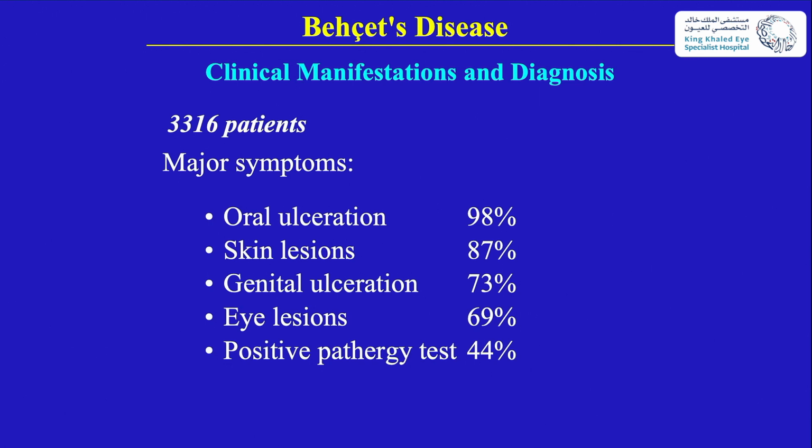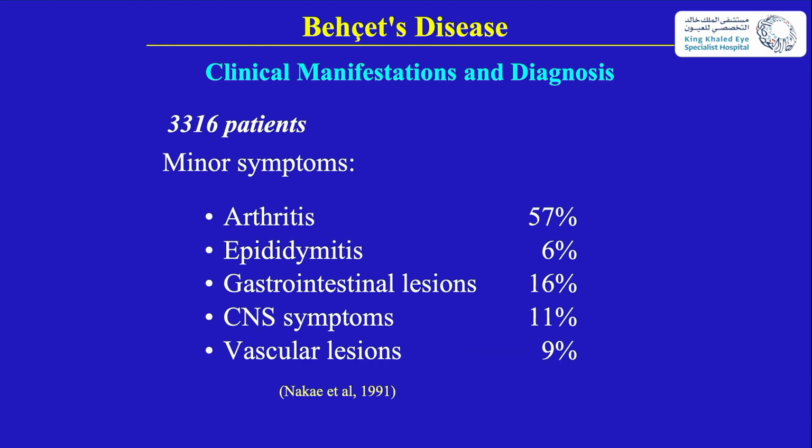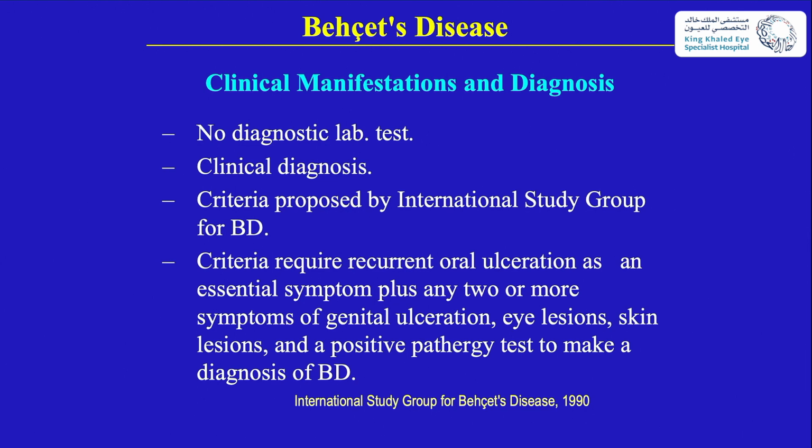So if we look at the clinical manifestations of the disease, it was based on a large number of patients seen in Japan. And you can see that oral ulceration is present in almost all patients. That's why recurrent painful oral ulcers are an important criterion to diagnose. Skin lesions, 87%, genital ulceration, 73%, eye lesions in 70%. Positive Behcet test in 44%, and then we have minor symptoms. So there are no diagnostic lab studies.